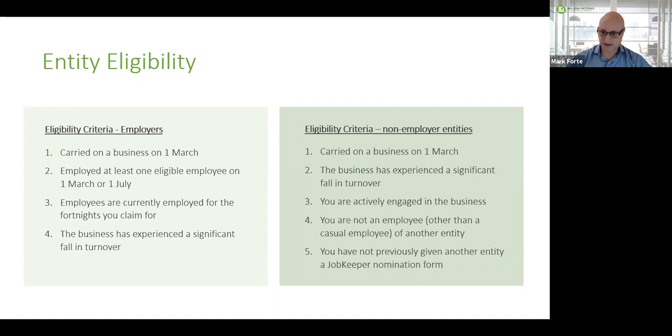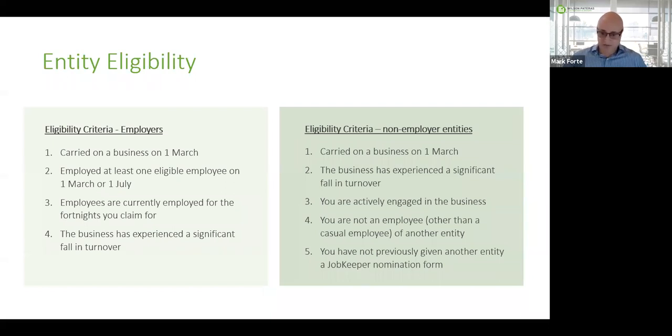So in terms of non-employer entities, again, very similar, you must carry on a business on the 1st of March and experience a significant fall in turnover. That sole trader, beneficiary or shareholder, who we term an eligible business participant, that's a technical term, must be actively engaged in the business. So what does actively engaged mean? It means you have direct control and running of that business. So it's not one where you might work for an hour per week in that business. That wouldn't really cut it to be actively engaged. If you're working 30 hours a week in that business, then I think it's a very, very strong argument that you are actively engaged in that business.